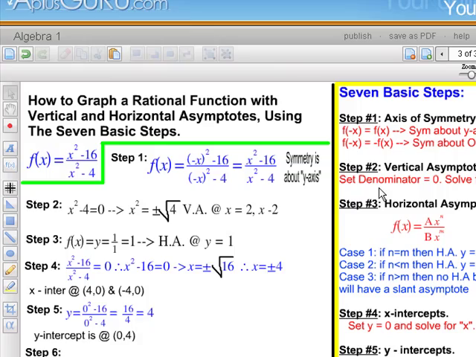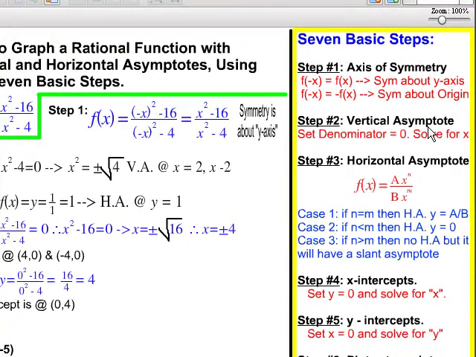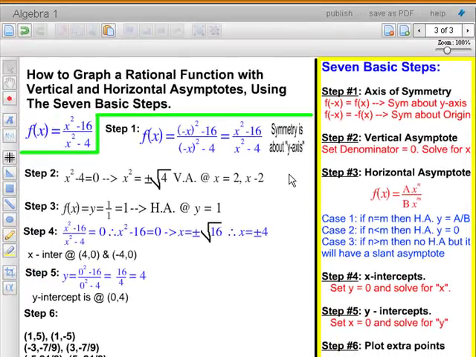Step 2 asks us to find the vertical asymptotes. We simply do this by setting the denominator equal to 0 and solving for x. So in our question, our denominator is x squared minus 4. We set it equal to 0, and we add 4 to both sides, where we arrive at x squared equals 4, and then take the square root of both sides, so we end up getting plus or minus 2. So our vertical asymptotes are at x equals 2 and at x equals negative 2.